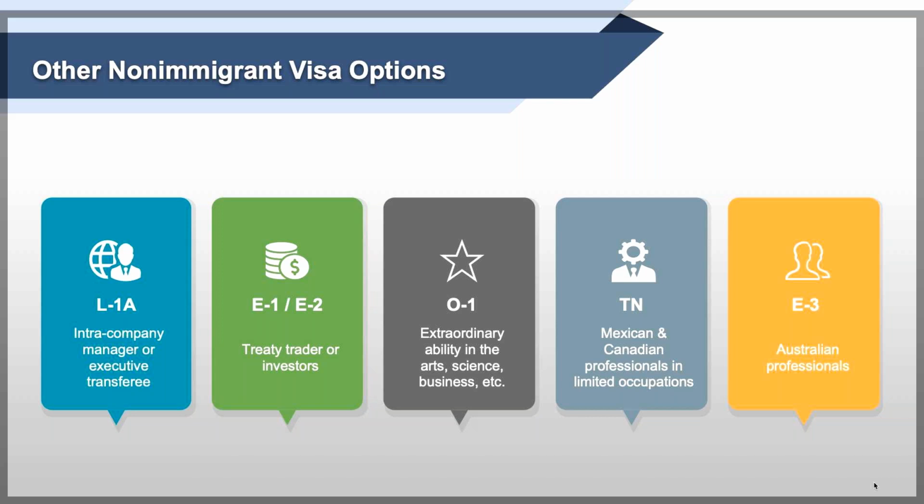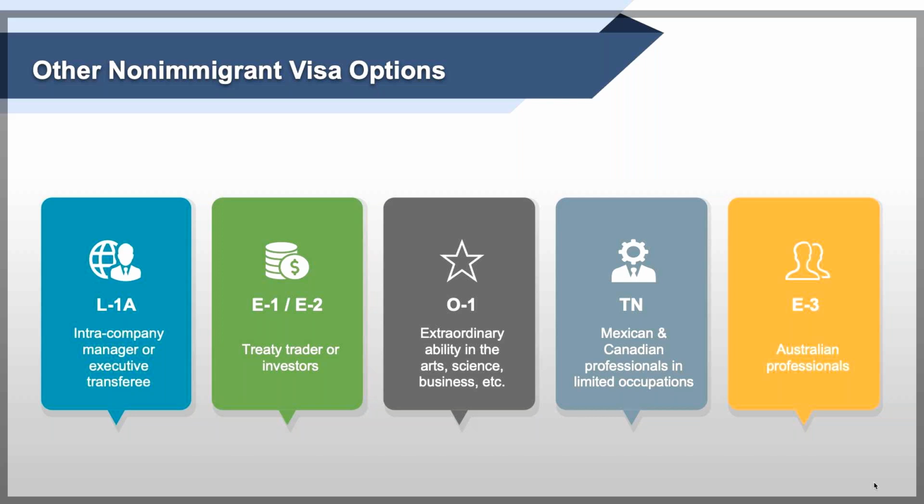The first issue with the E1, E2, like I said, is that there's a treaty between the foreign country and the US. Currently, countries that are not eligible for the E1 or E2 because there is no treaty agreement between the US and that country are major countries like China, India, Brazil, Russia, a whole host of other major countries. They are not eligible for the E1 or E2 because there is no treaty agreement. And you can Google whether there's a treaty agreement between the US and your home country to see if you're eligible for the E1 or E2.